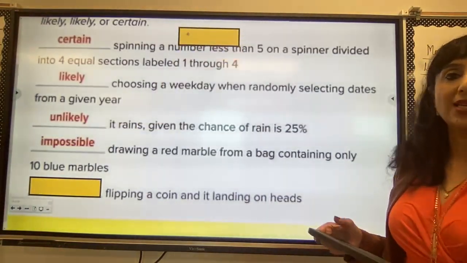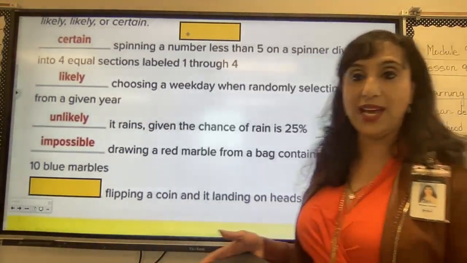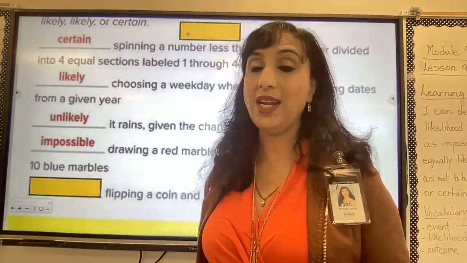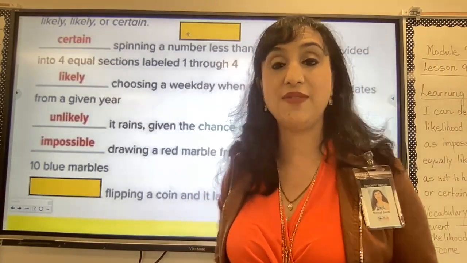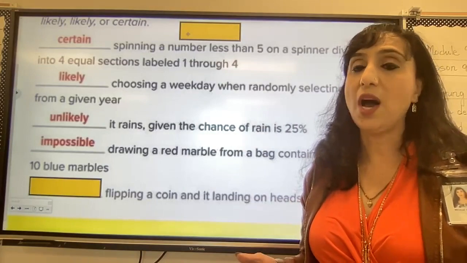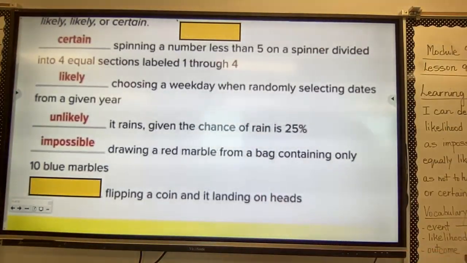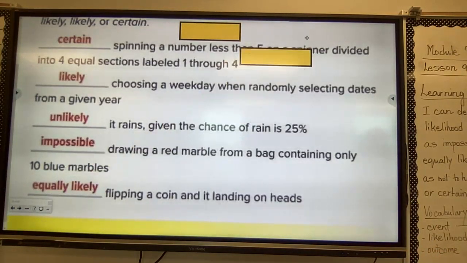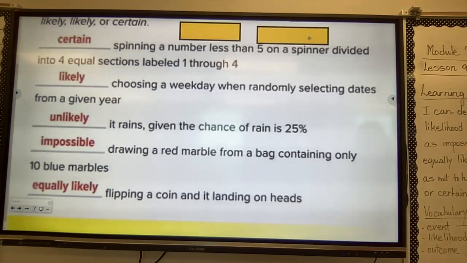Okay, and then let's look at the last one. Flipping a coin and it lands on heads. Now again, a coin has two sides. There's a 50% chance of it landing on heads, 50% chance of it landing on tails. So there are only two options, okay? Therefore, the probability is going to be equally likely in this case, because it can land on either heads or tails. So it has the same chance of happening as not happening.